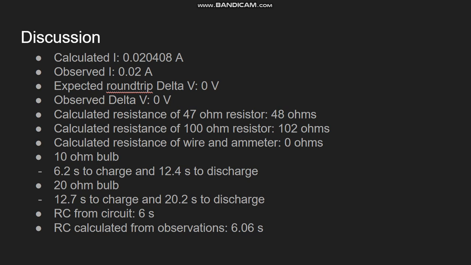For the 10 ohm bulb, we found it took 6.2 seconds to charge and 12.4 seconds to discharge, while for the 20 ohm bulb, it took 12.7 seconds to charge and 20.2 seconds to discharge. The RC found simply from the circuit is 6 seconds, but the RC calculated from the observational points was 6.06 seconds.